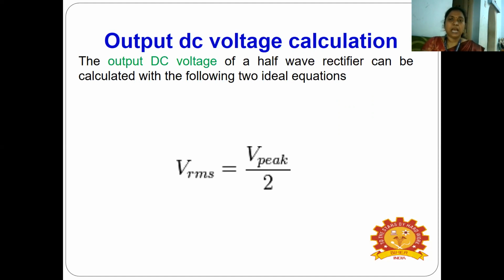So peak voltage in the sense the amplitude you will have, no? Say for example 10 volt. So what is the peak value there? 10. So 10 by 2, you will get a 5 volt.